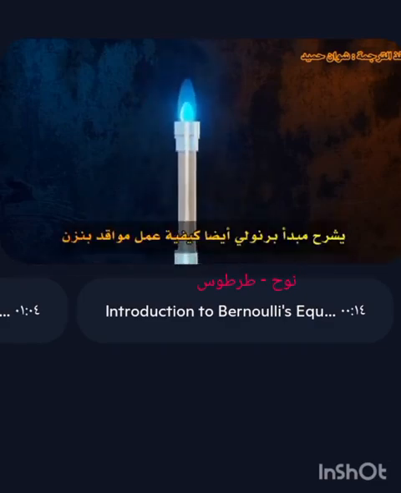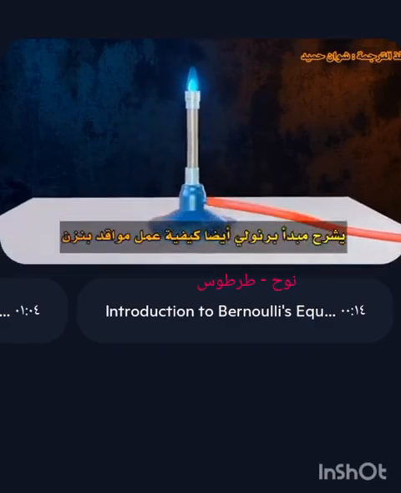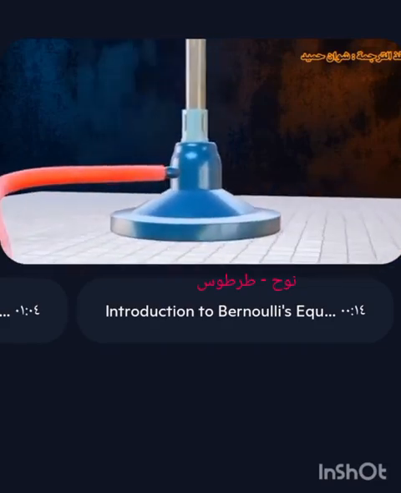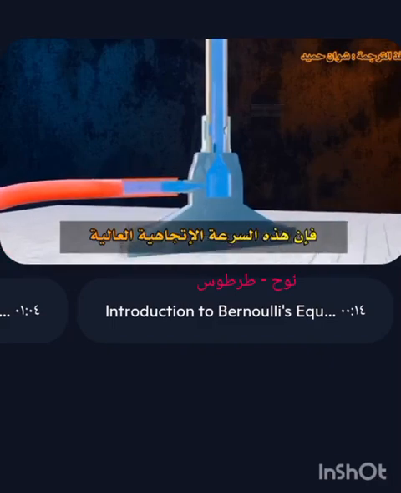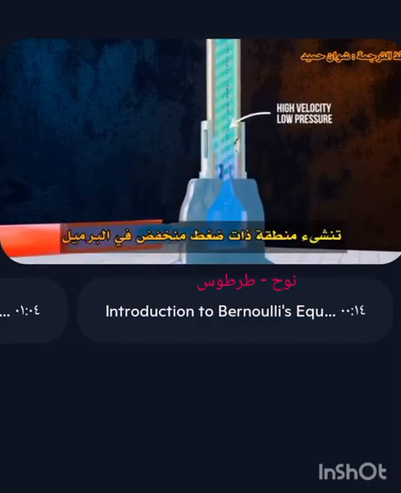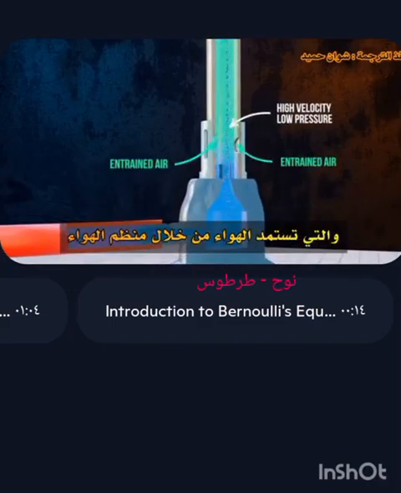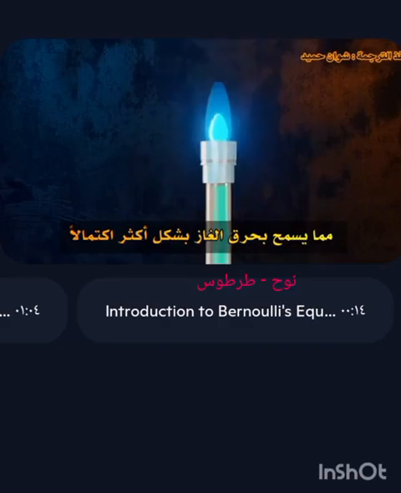Bernoulli's principle also explains how Bunsen burners work. When the gas valve is opened, gas flows into the barrel at high velocity. Following Bernoulli's principle, this high velocity creates an area of low pressure in the barrel, which draws air in through the air regulator, allowing for more complete combustion of the gas.